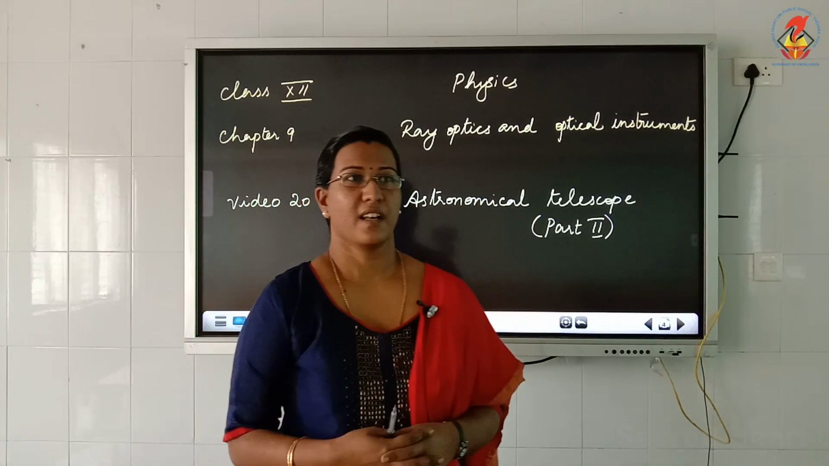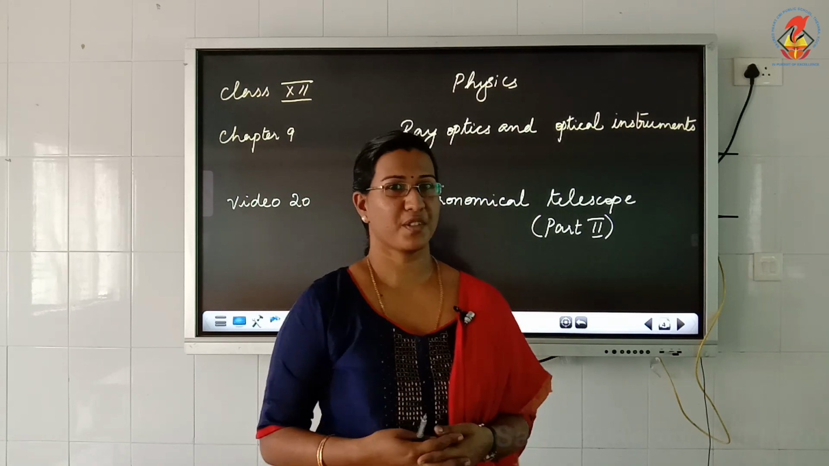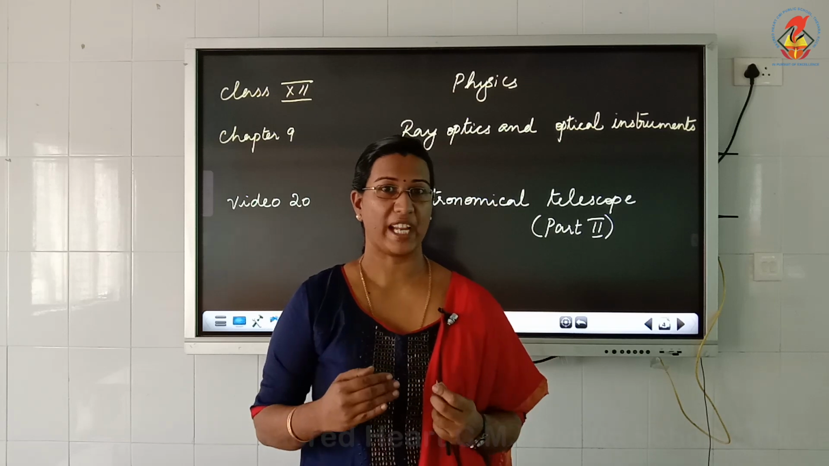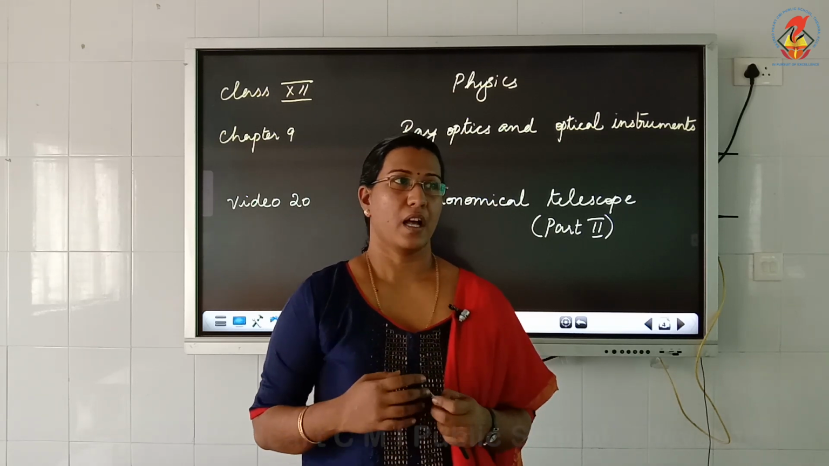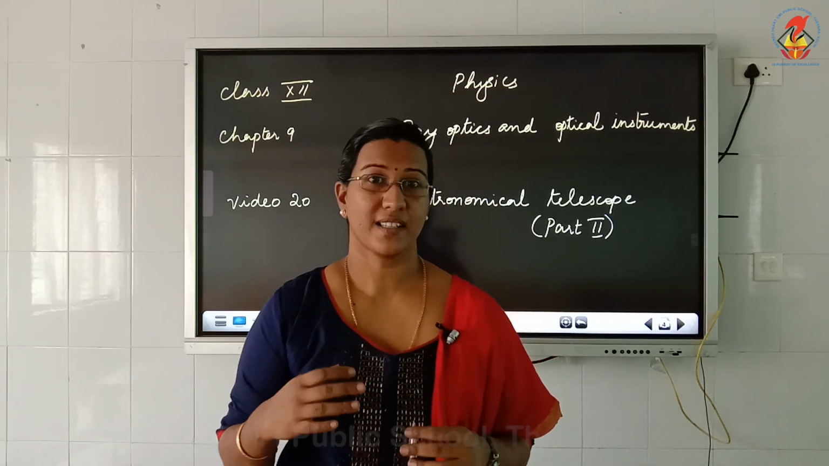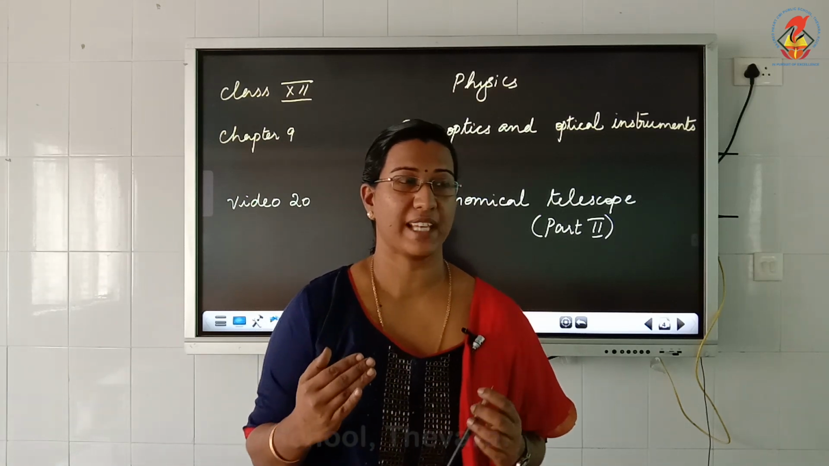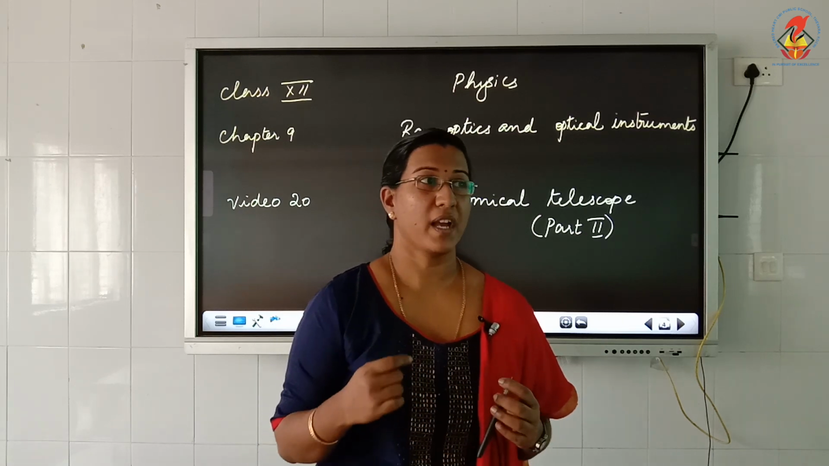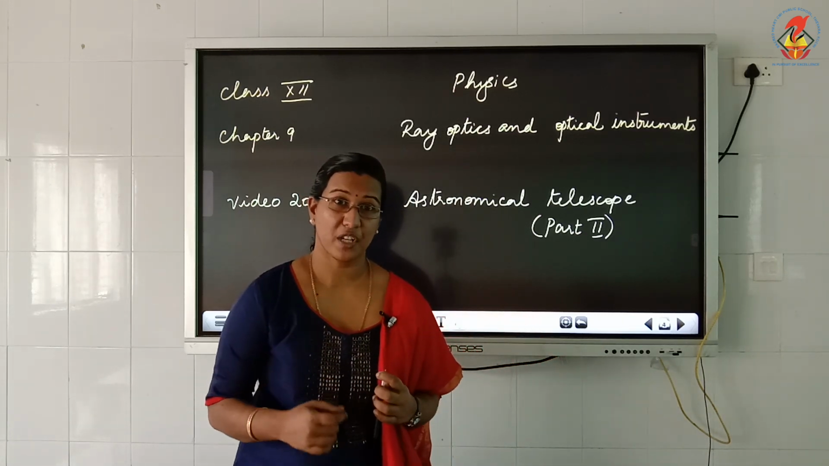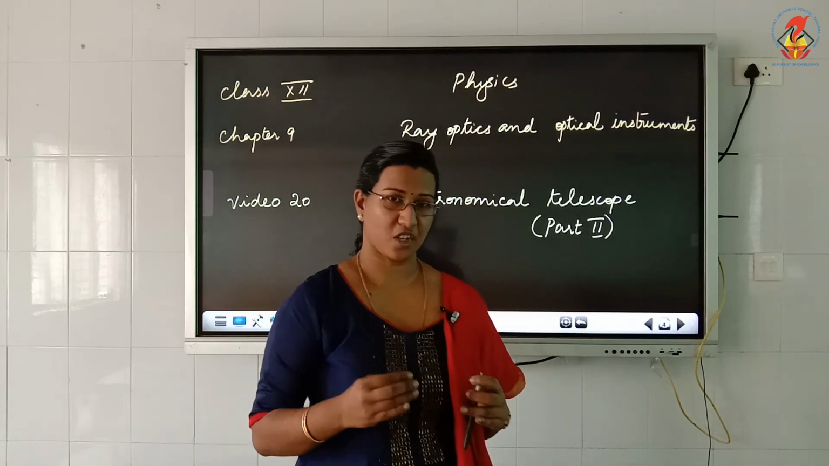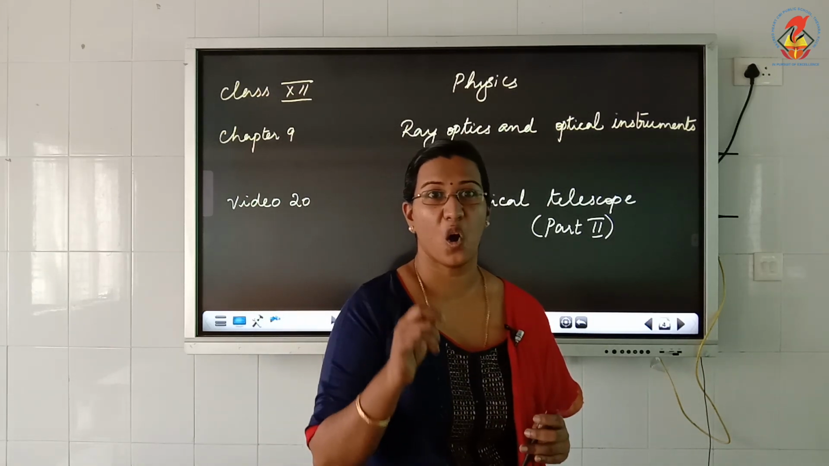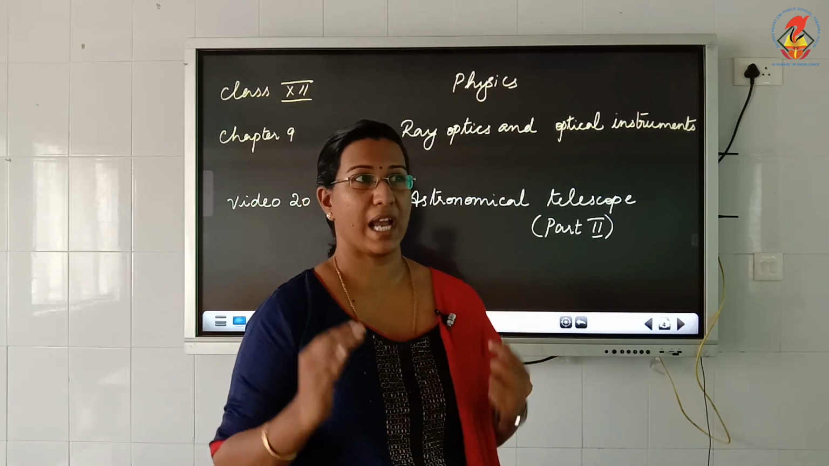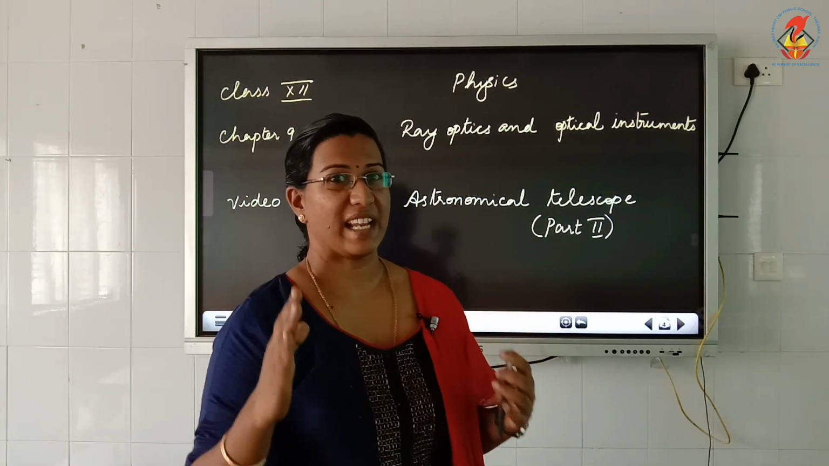Hi students, so we are going to write the last equation of this chapter, astronomical telescope when the image is obtained at infinity. Now for the board exam you won't be asked the question derive an expression for magnification when the final image is obtained at infinity, but you will be asked the question derive the expression for magnification of an astronomical telescope in normal adjustment.